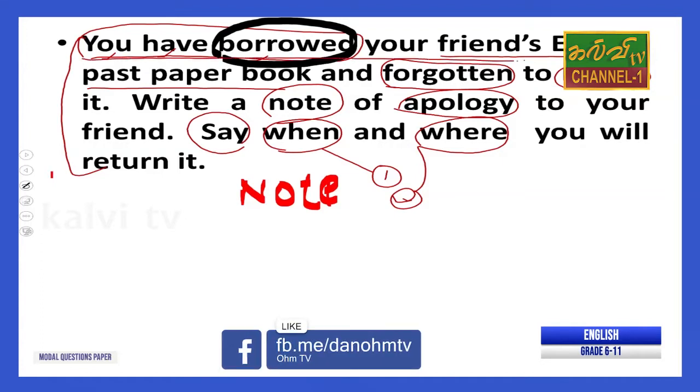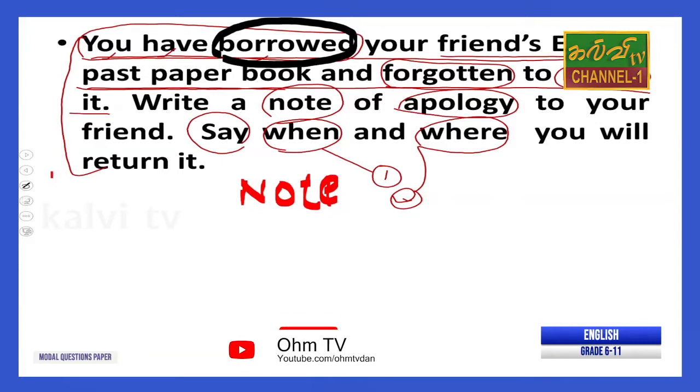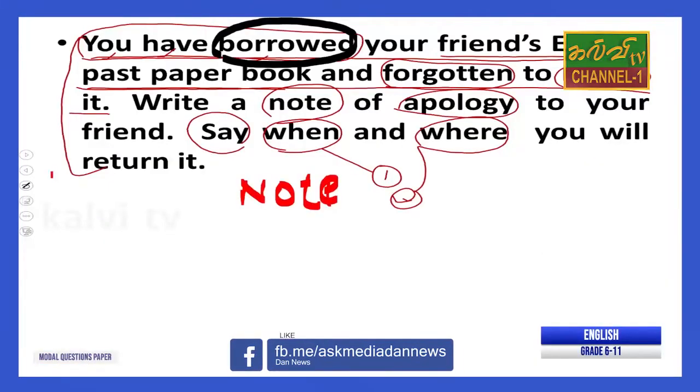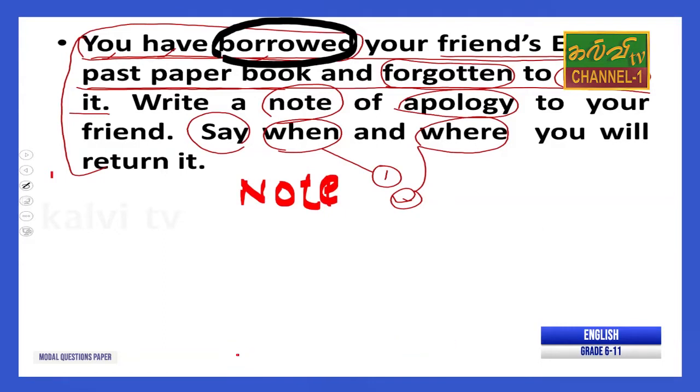From this question, you can understand this first sentence only. And so you can convert the sentence. Following the sentence, considering the sentence, you can make a beautiful sentence. Here, write a note of apology to your friend. Very necessary, very nice. When and where you will return it.